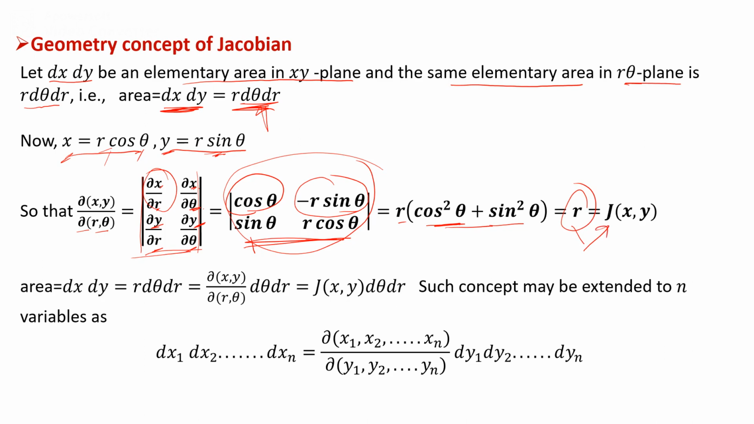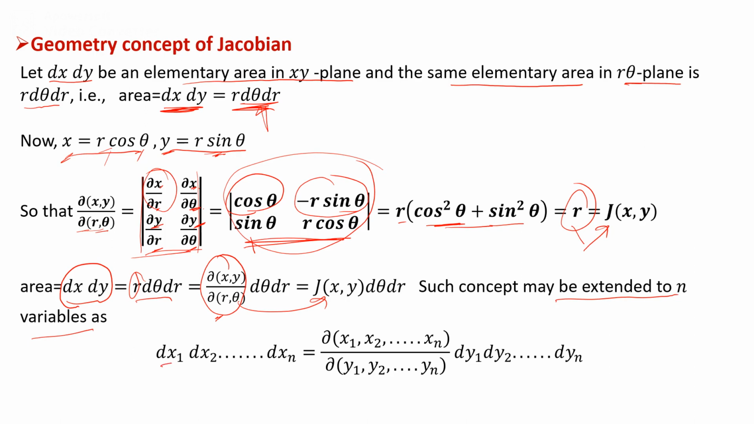So the area is what? It means dx dy in the xy plane, and if we talk about the r theta plane, we write r d theta dr. It means that r is what? This is the Jacobian, del xy with respect to r theta. So such a concept may be extended for n variables also.